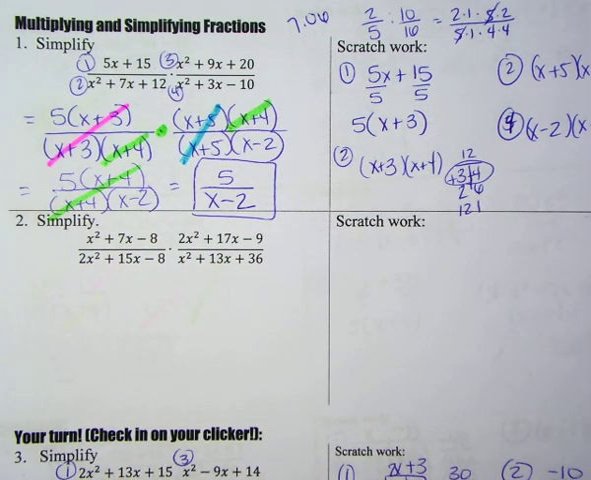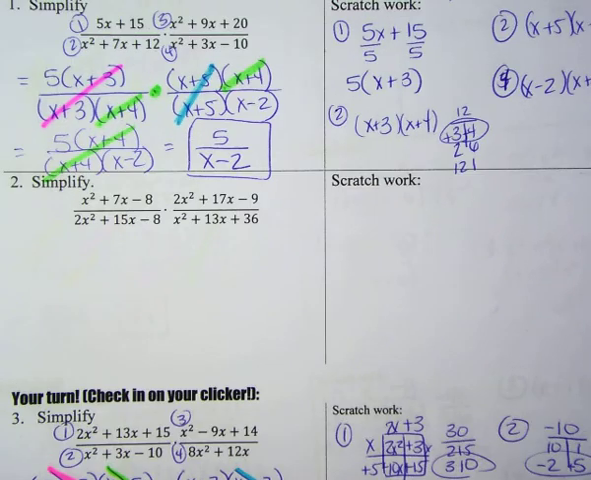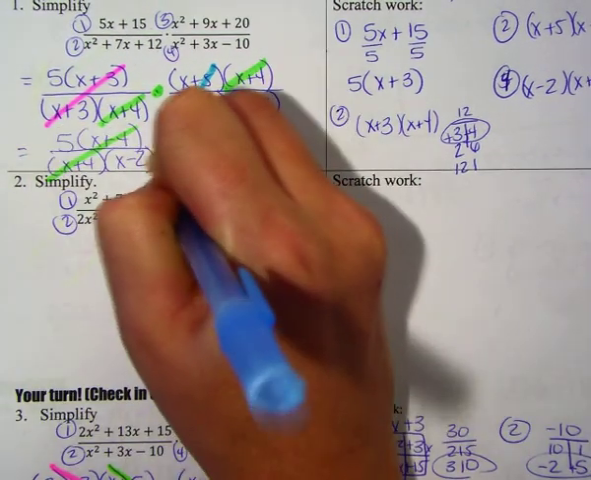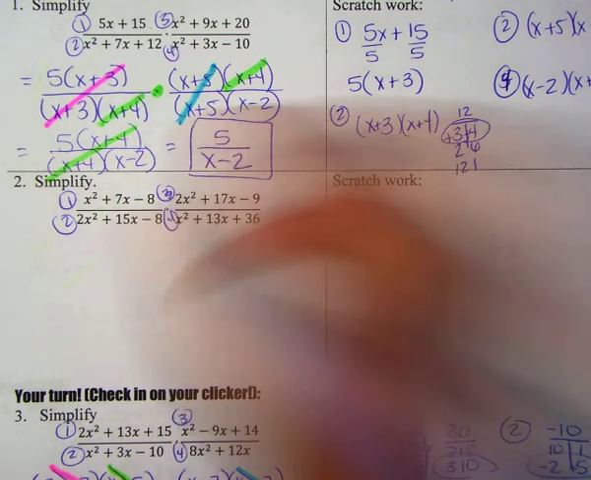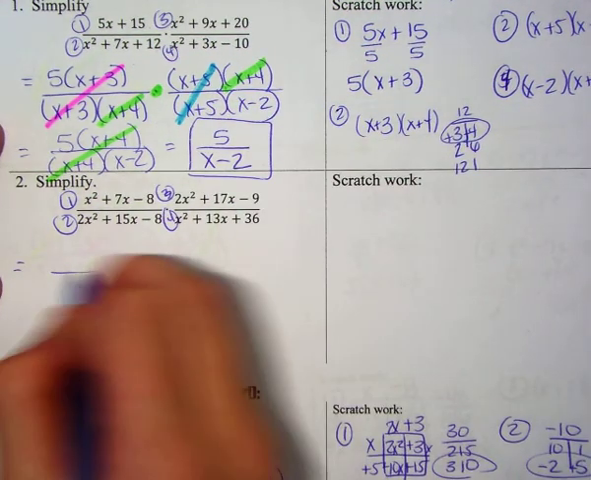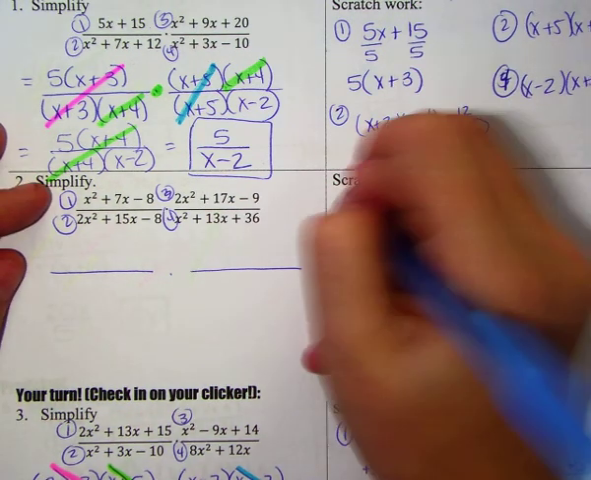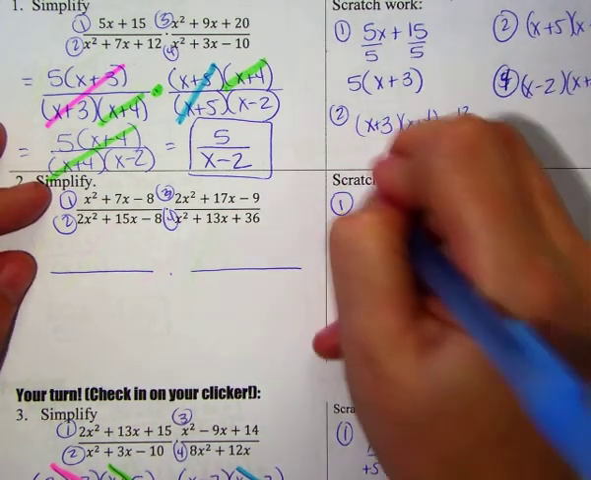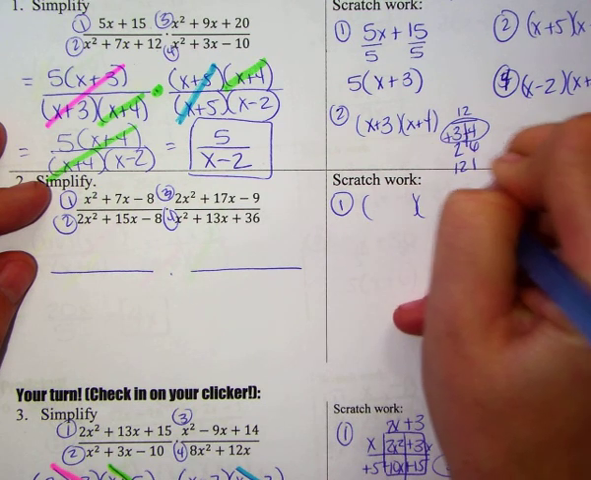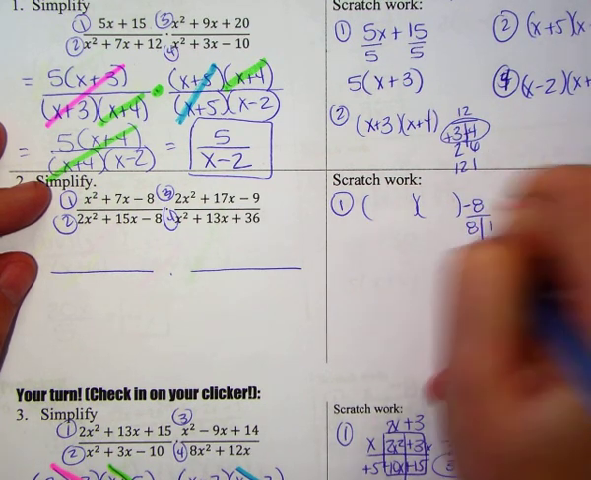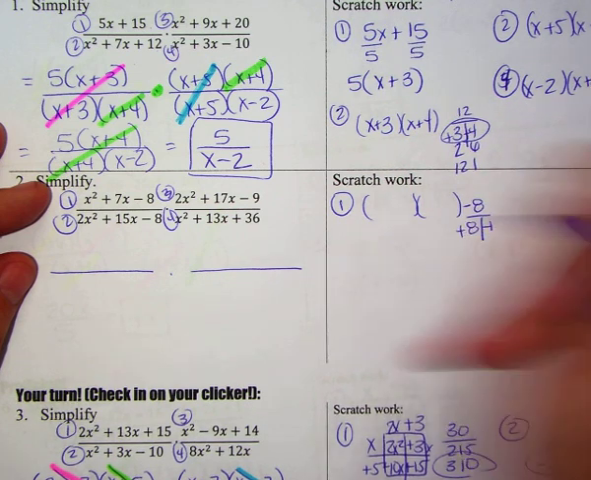Let's go ahead and do number 2. Number 2 is just a little bit more complex. So we have to factor all of these and then replace them. All right, let's factor number 1. Two numbers that multiply together to give me 8, combine to give me 7. That's 8 and 1, if 8 is positive and 1 is negative.